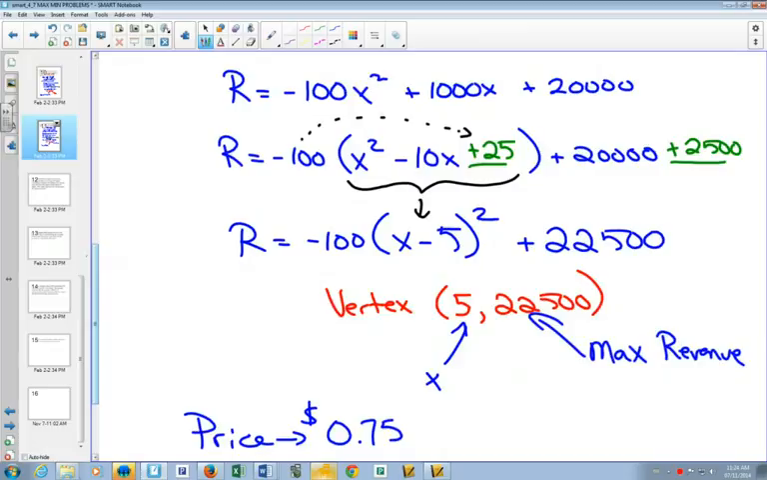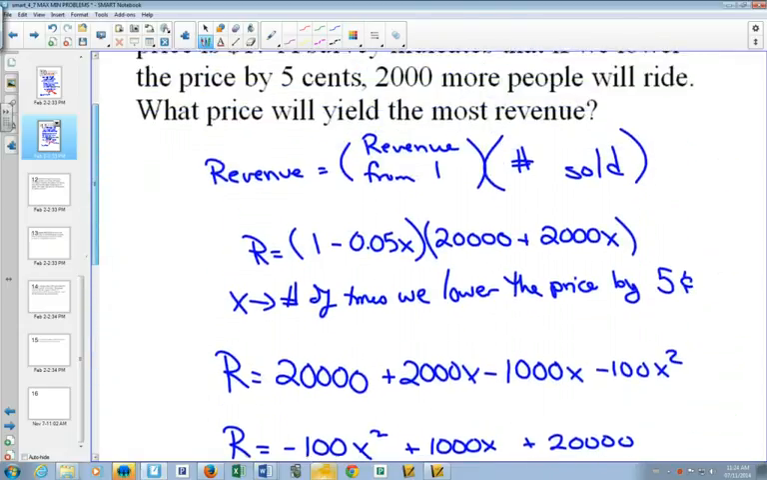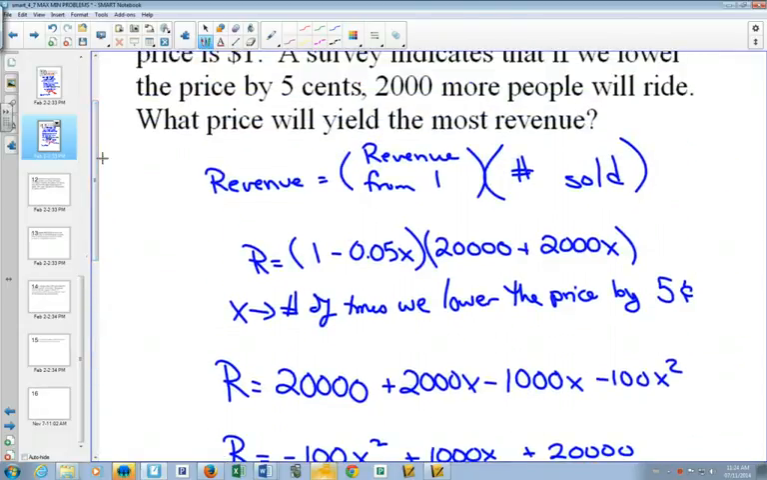And then the price you get from x, our price is the same as our revenue from 1, right? Our revenue from 1 is the same thing as our price. So now with x being 5, you plug in that and find out, oh, that's 75 cents. And if we lowered it by that, if x is 5, the number that would be sold would be 30,000 tickets.